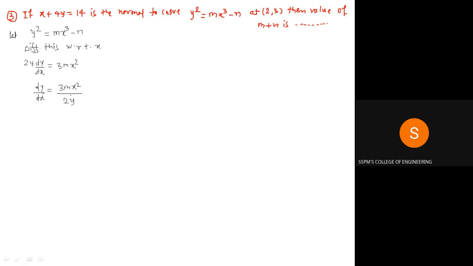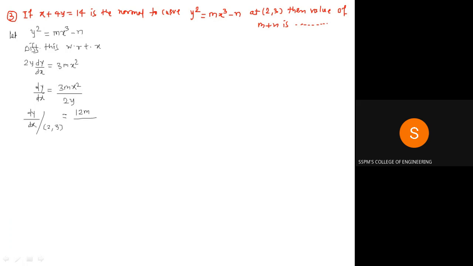This is our slope, but at which point do you find that slope? (2, 3). For this point (2, 3) you have to find the slope, and this is the slope of tangent. Okay, so dy by dx at the point (2, 3), meaning you have to substitute 2 in place of x and 3 in place of y. If you substitute 2, what will happen? 2 square is 4, 4 into 3 is 12, 12m upon, what will it be? Tell me.